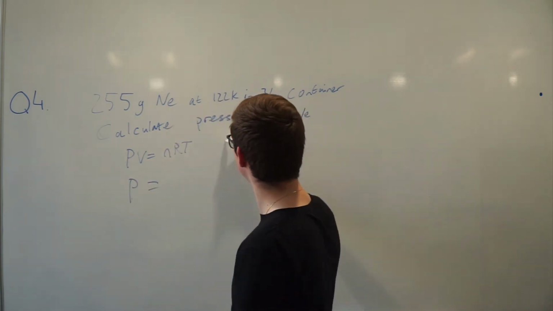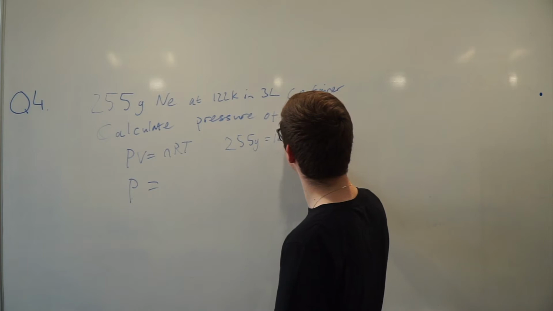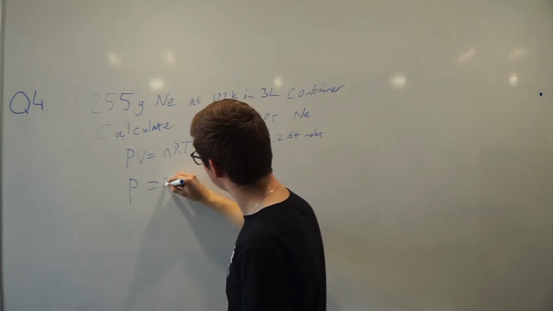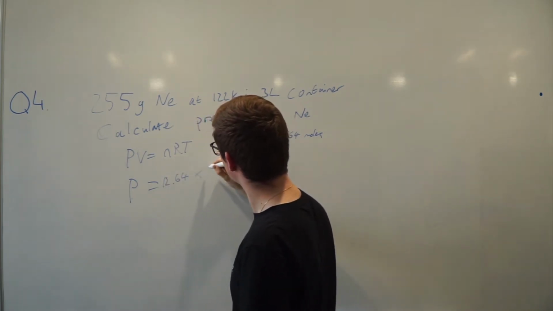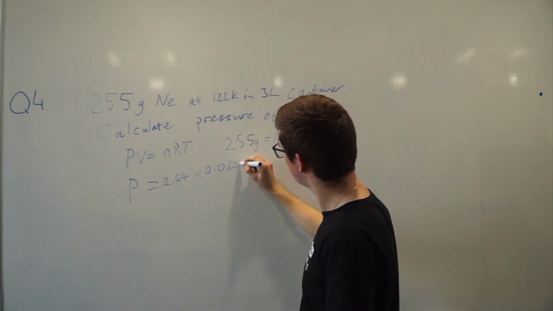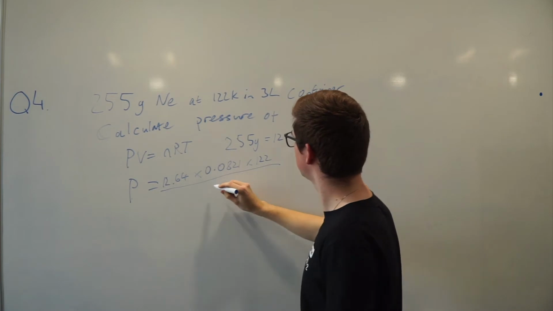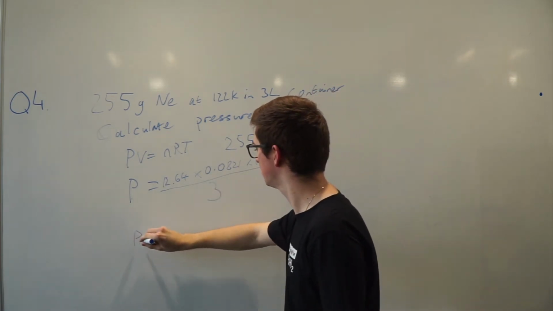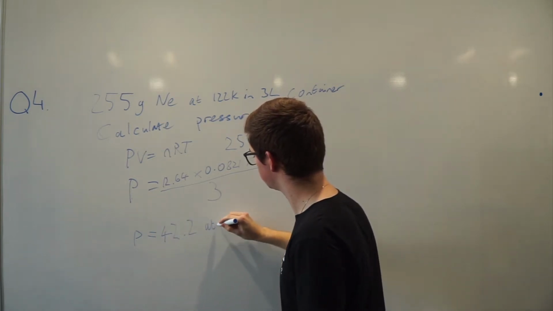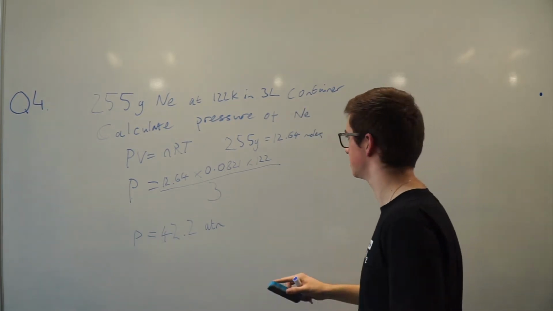We know the number of moles, which would be 255 grams of neon equates to 12.64 moles of gas. That's lovely. So 12.64, plug that in, times by the constant R, in this case 0.0821, multiplied by Kelvin, which is 122, all divided by 3, which is the volume. Your pressure should work out to equal 42.2 atmospheres.